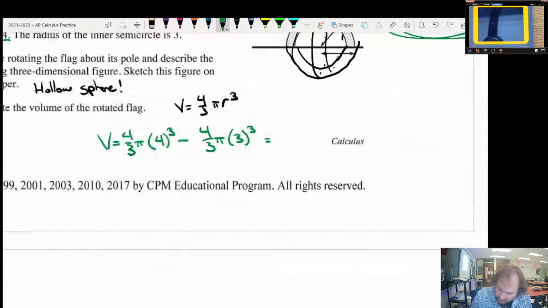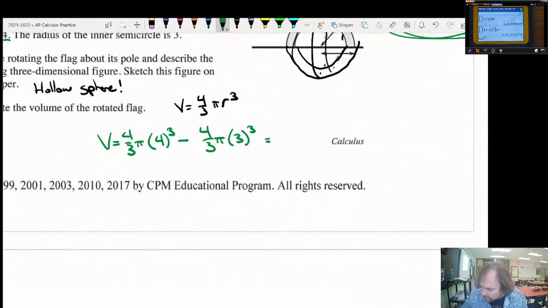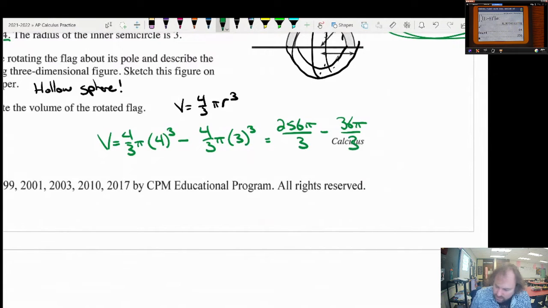4 to the third power is 64. I got to consult calculator cam here really quick. And that times 4 is going to be 256. So we got 256 pi over 3 minus 4 times 9 is going to be... All right, sorry, brain fart. 36 pi over 3. I think that's right. And then if I do 256 minus 36, I get 220. And that's not what the answer guy says. Where did I go wrong here?